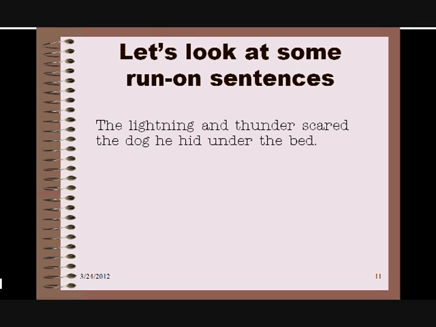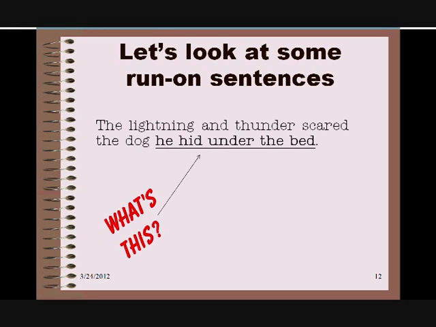And so let's look at some run-ons. The lightning and thunder scared the dog. He hid under the bed. So if the lightning and thunder is the subject and scared the dog is the predicate, what is this over here? What's this, he hid under the bed? That's another complete sentence in and of itself.